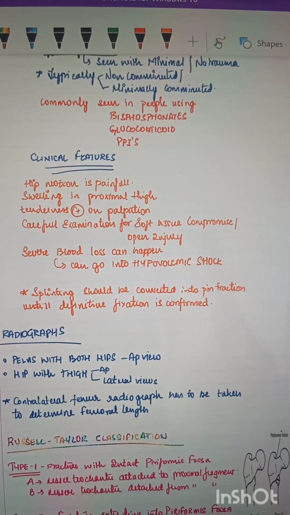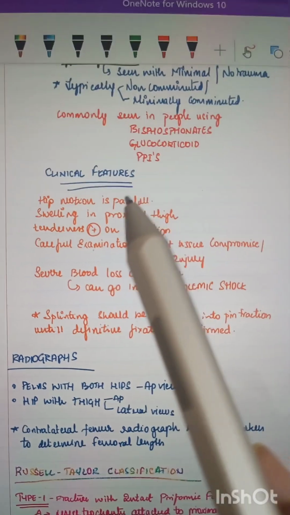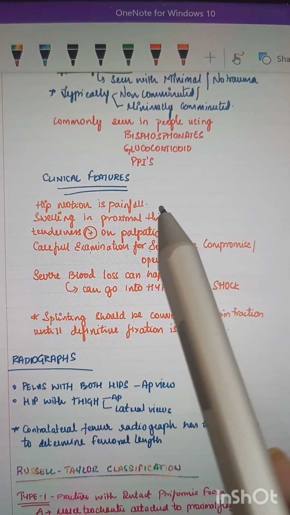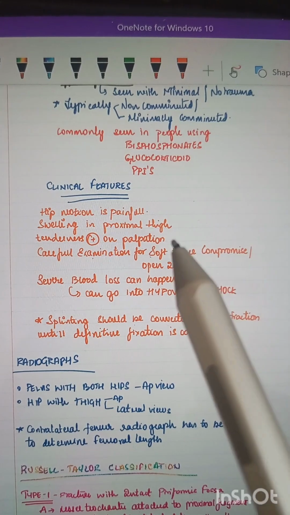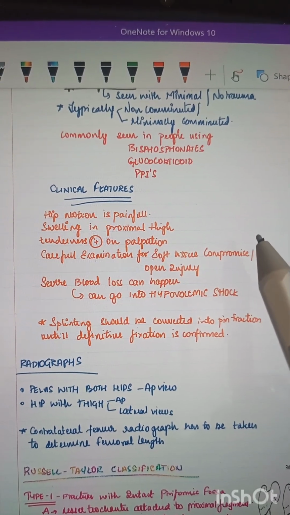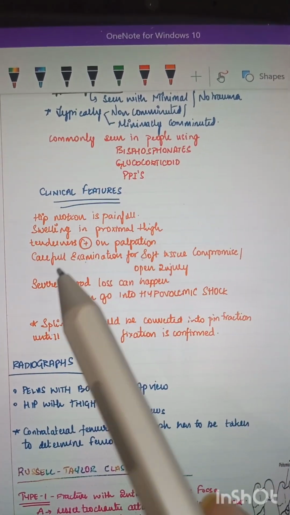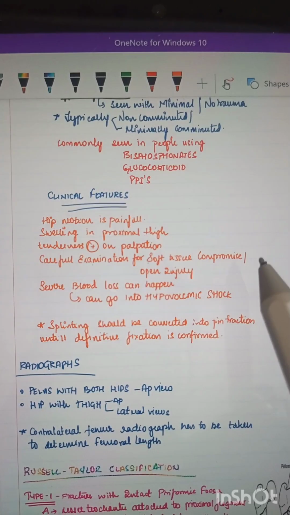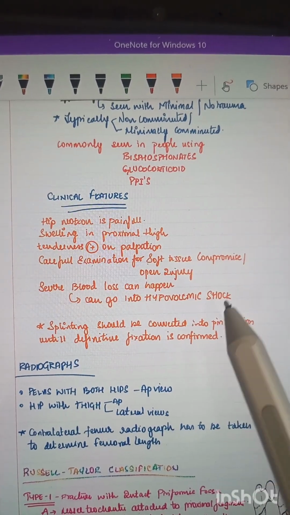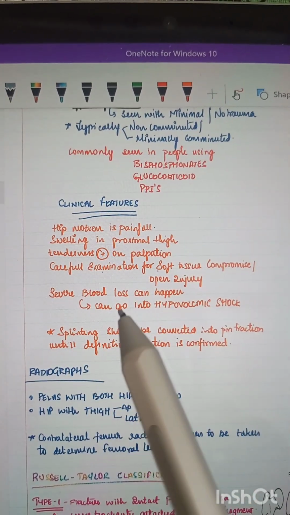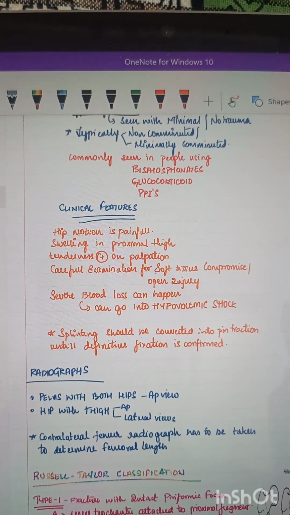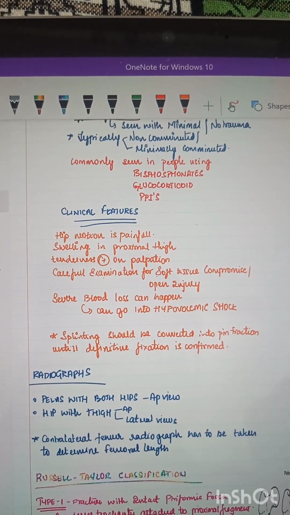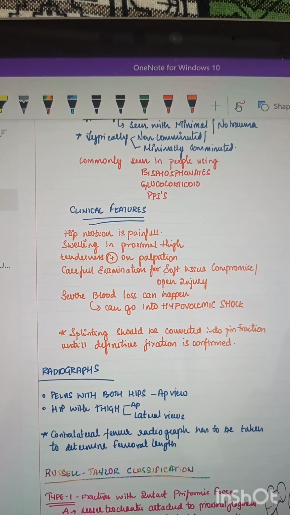Next comes clinical features. In the clinical features you have to remember that hip motion is painful. Swelling is present in the proximal thigh region. On palpation you can see that the patient is having tenderness in the proximal thigh region. Careful examination for soft tissue compromise or any open injury has to be done. Severe blood loss can happen. Patient can go into hypovolemic shock. So you should always monitor blood pressure as well as heart rate.